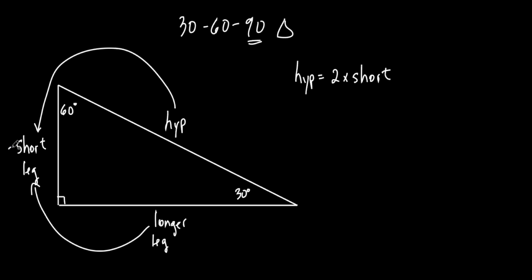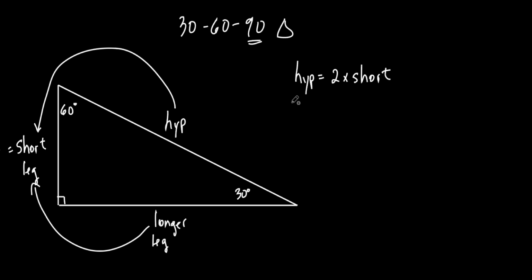So let's pick a number for the short leg. Give me some easy number. Let's go with 3. Okay? So let's say that's 3. What's the hypotenuse then if the short leg is 3? It's 6. It's super easy. It's just twice as big as the short one. Everybody see that? All right? What if the short leg was 7? What's the hypotenuse? What if the short leg was 50? What's the hypotenuse? You got it. Everybody with me on that? Okay.